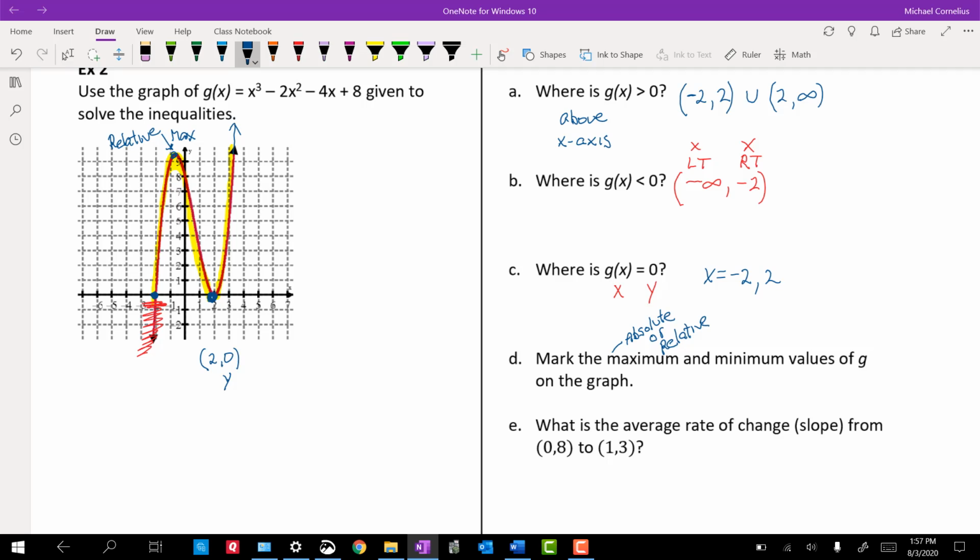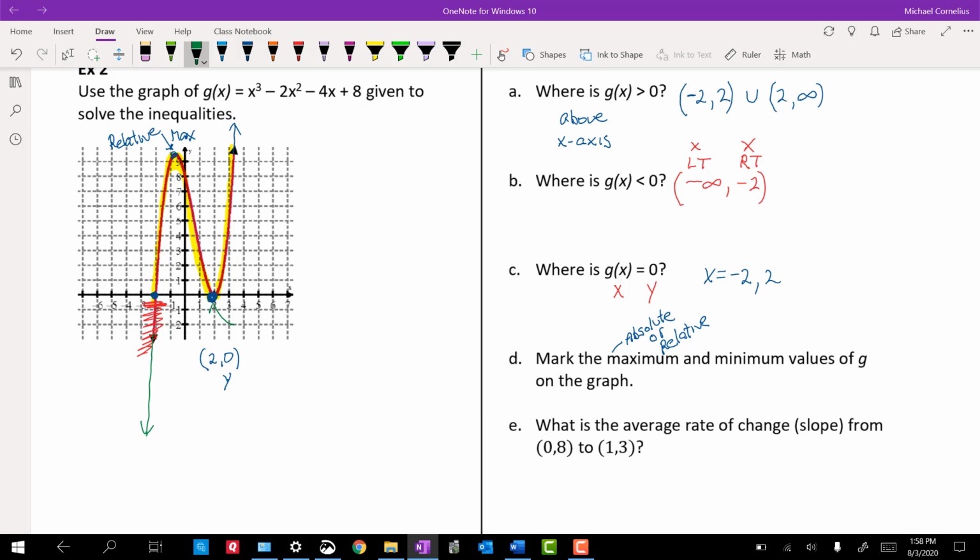Likewise, we have absolute and relative minimums. So an absolute min means, hey, I'm the lowest on the graph, but this graph just keeps going down, down, down, so there is no absolute min. Relative mins happen at the valleys.